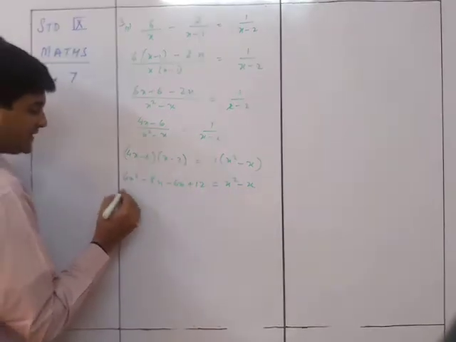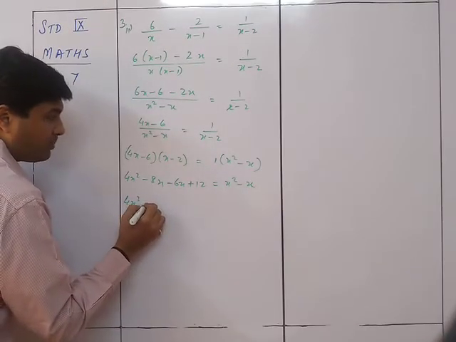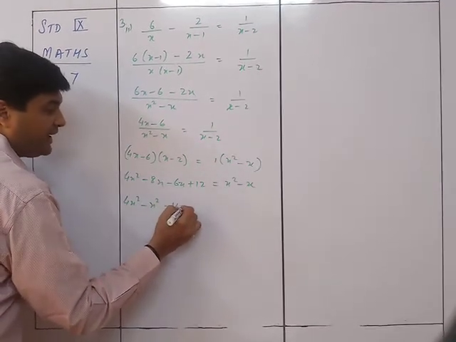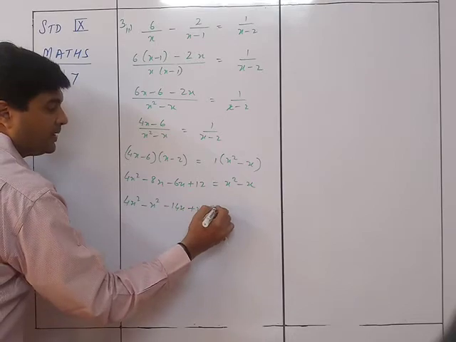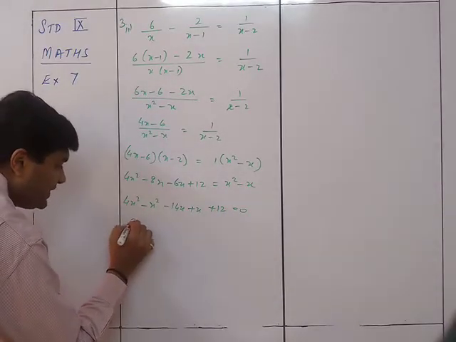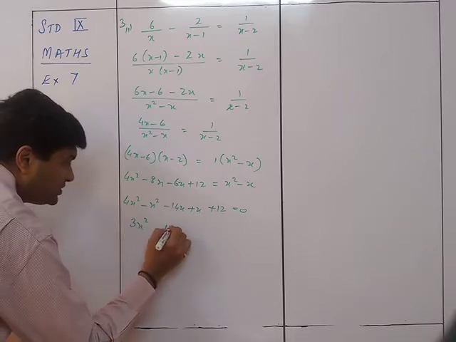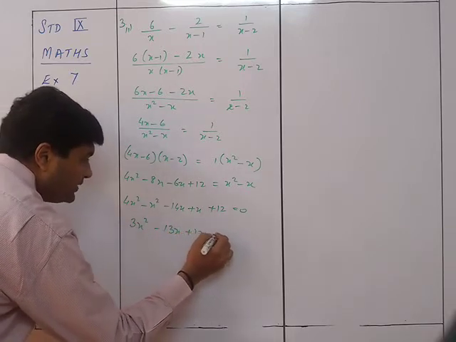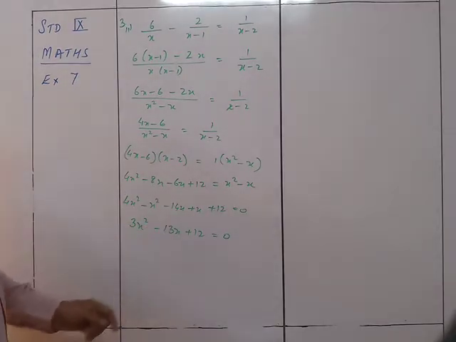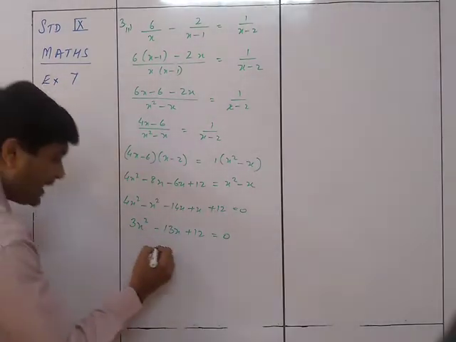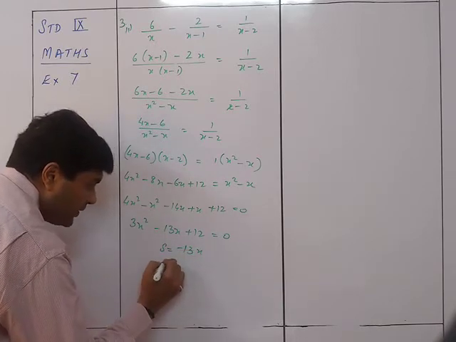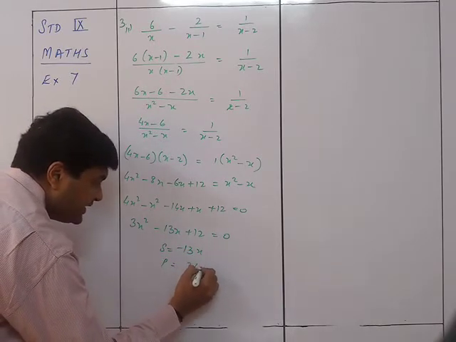Bring everything on one side. 4x square minus x square. This is minus 14x plus x plus 12 is equals to 0. You get 3x square minus 13x plus 12 is equals to 0. Clear? So, sum is equals to minus 13x. Product is equals to 36x square.